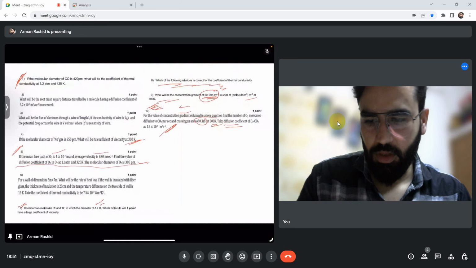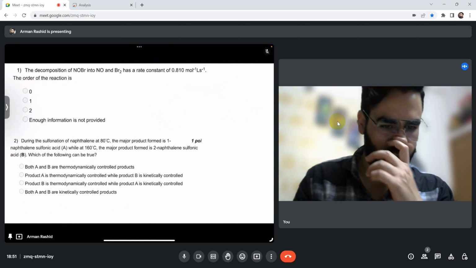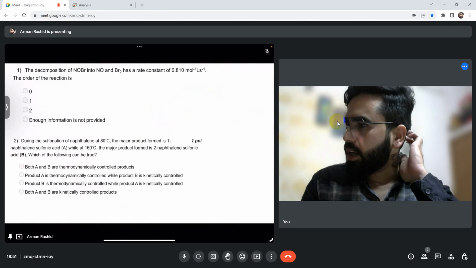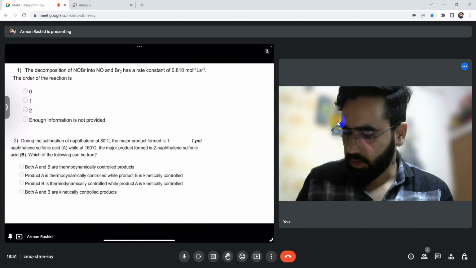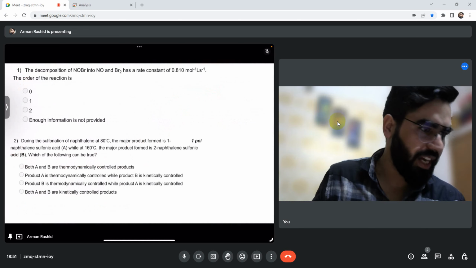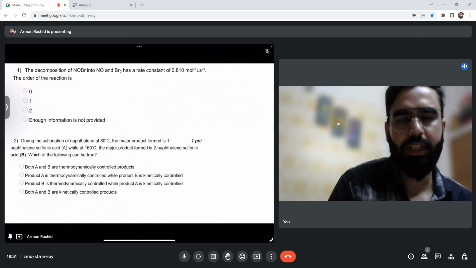Now we'll be taking another question, different questions which are related to the kinetics. Okay, chemical kinetics. So the chemical kinetics, that's how a particular reaction rate and what is the mechanism.